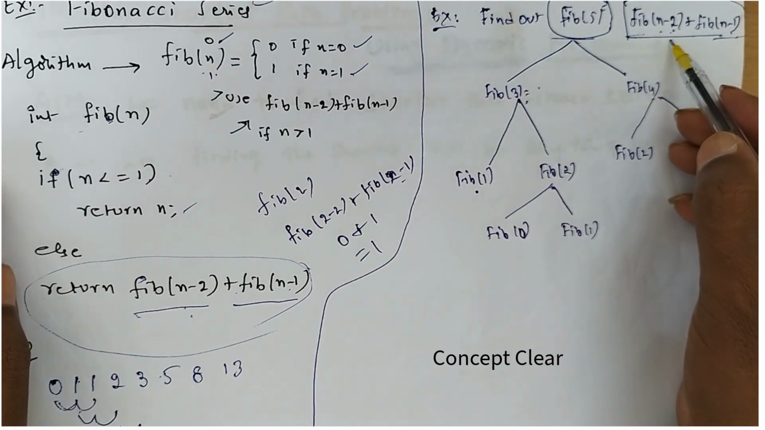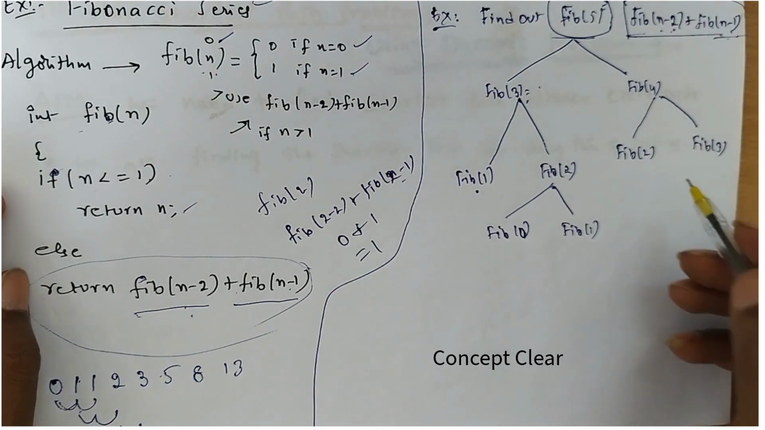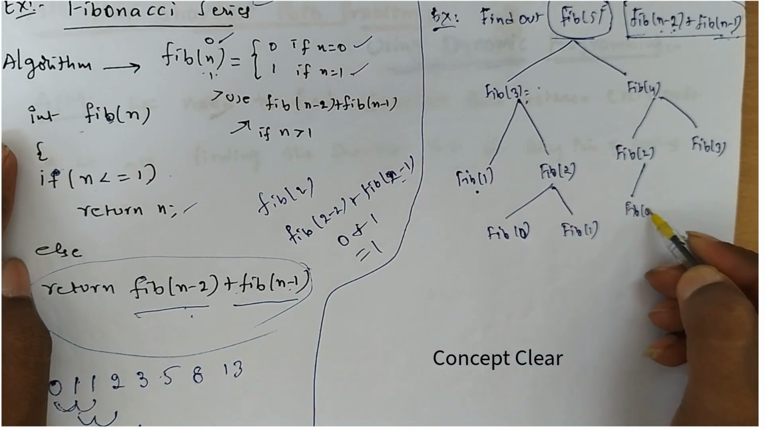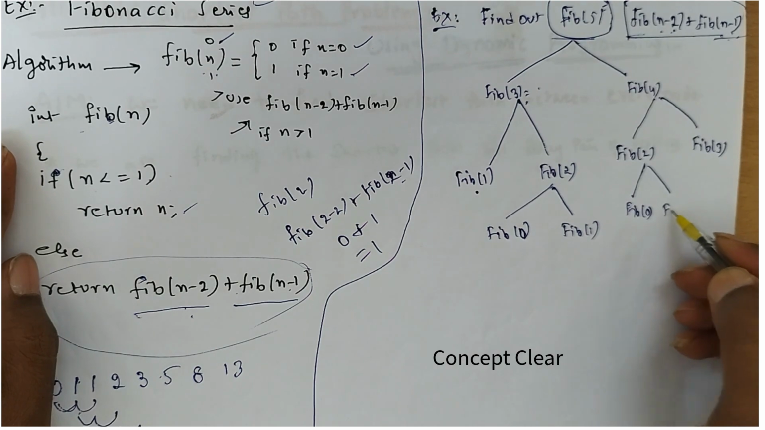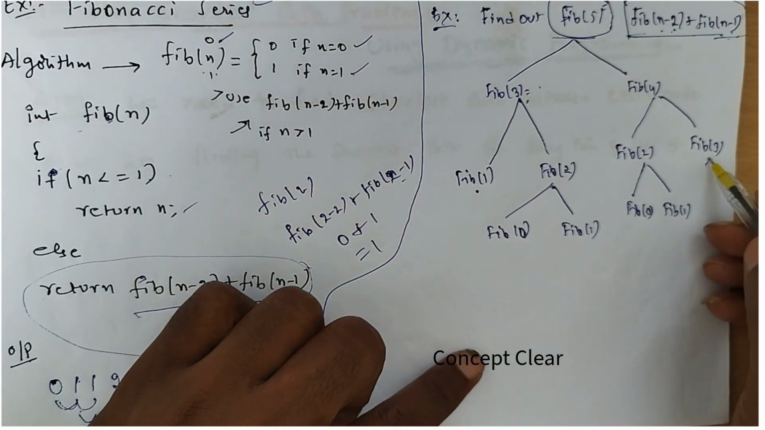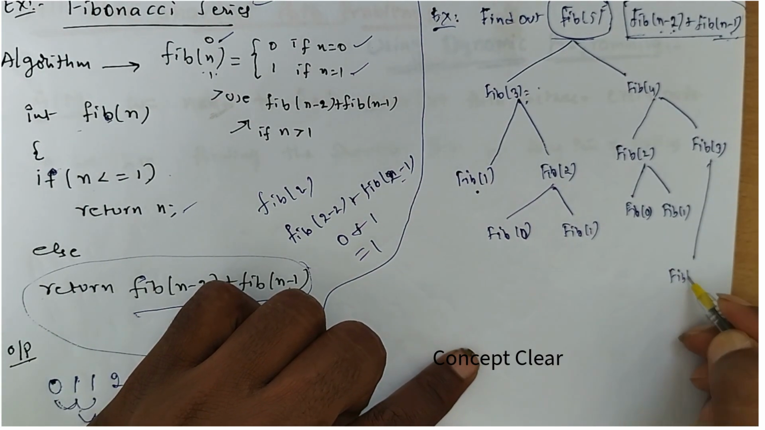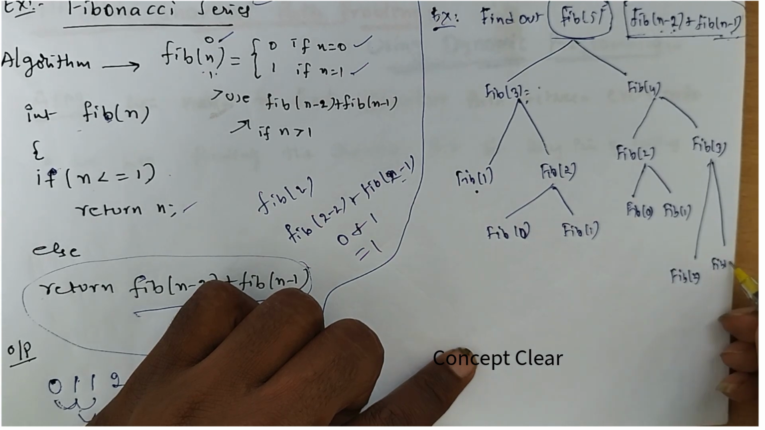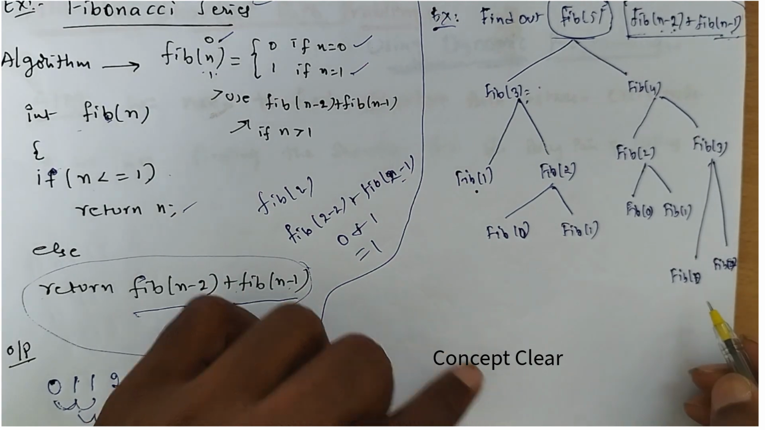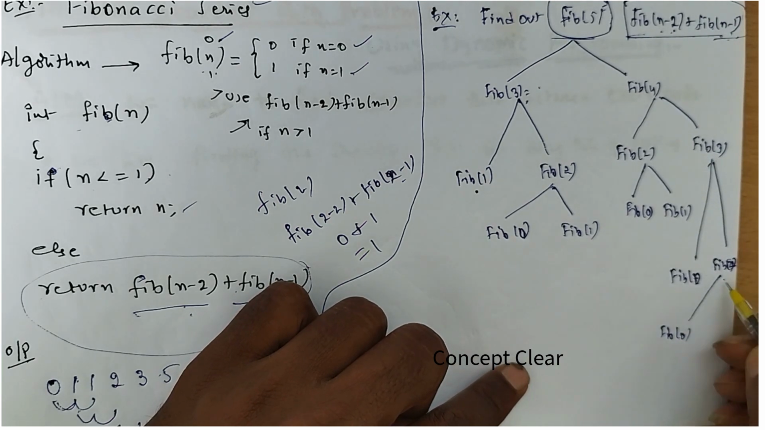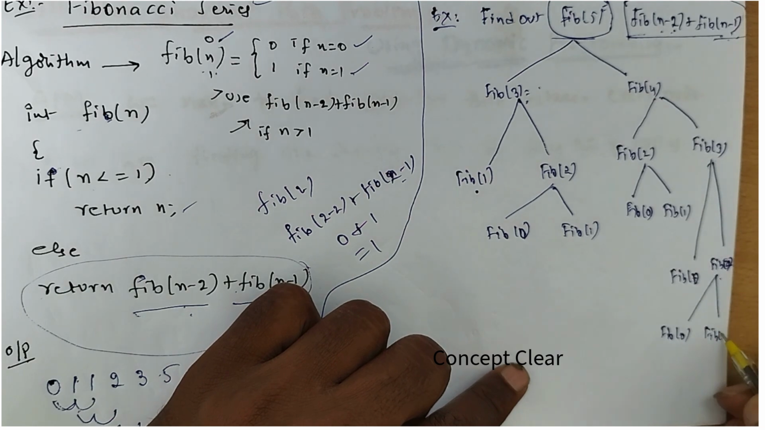Fib of n minus 2 plus fib of n minus 1. Again fib of 2: if we divide this one, we will get fib of 0 and fib of 1. And what about fib of 3? If we divide fib of 3, we will get fib of 2 and fib of 1. Sorry, it is 1, it is 2. And what about 1, 2? Again it is fib of 0 and fib of 1.